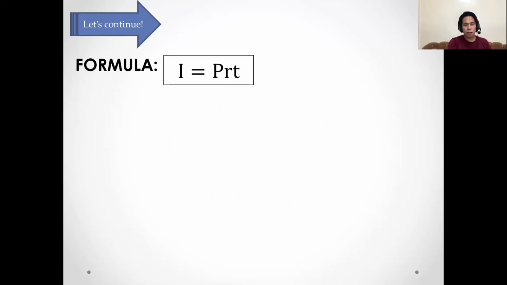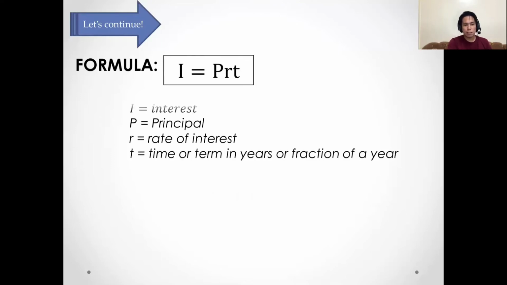Okay? So we will have the formula I is equal to P times R times T, where our I is the interest, our P is the principal, our R, of course, the rate of interest, and our T is time or term in years or fraction of a year. So bakit may fraction of a year? Kasi minsan sa given months yung binibigay.